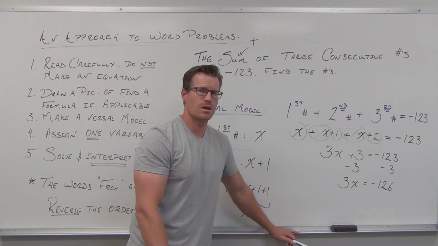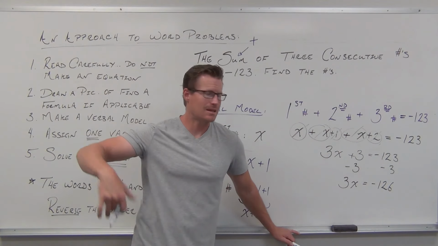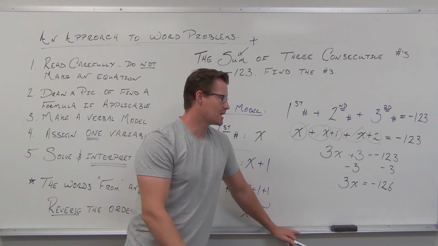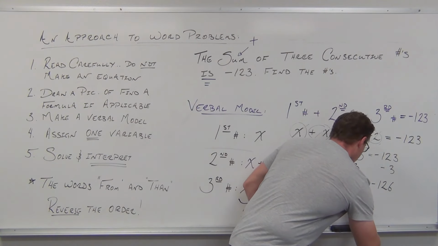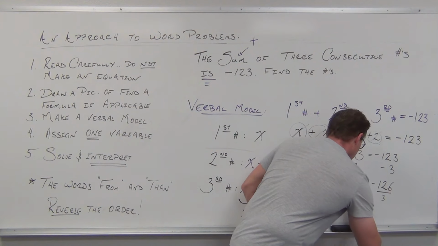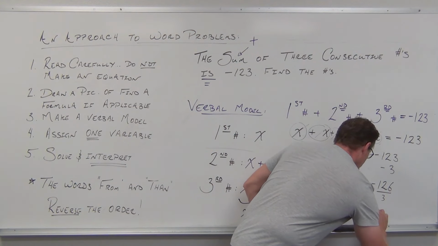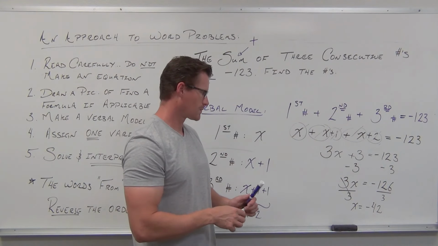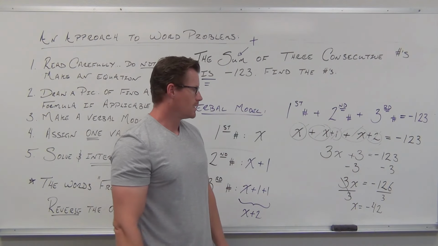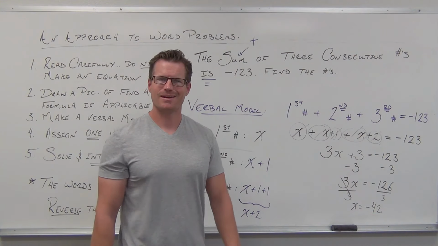Negative 123 minus 3, that's more negative, more debt, gives you negative 126. Then we divide by 3. Negative 42, if my math is right. And then we're done, right?